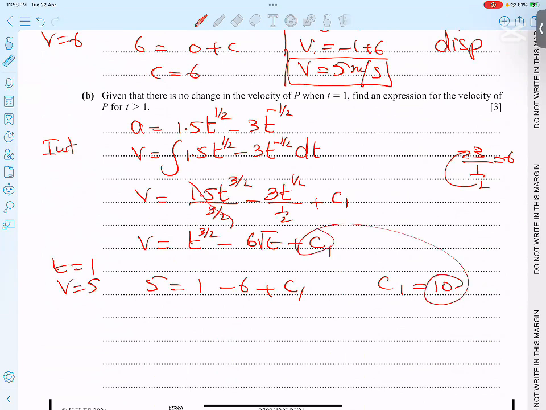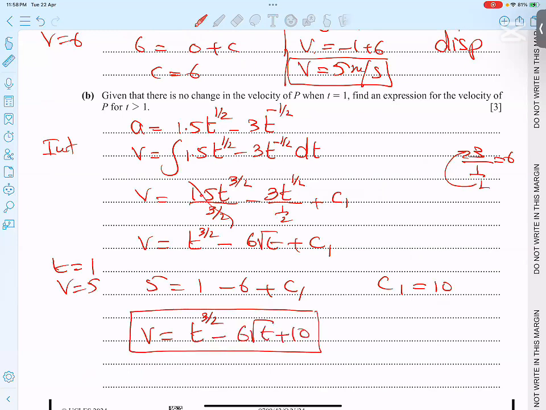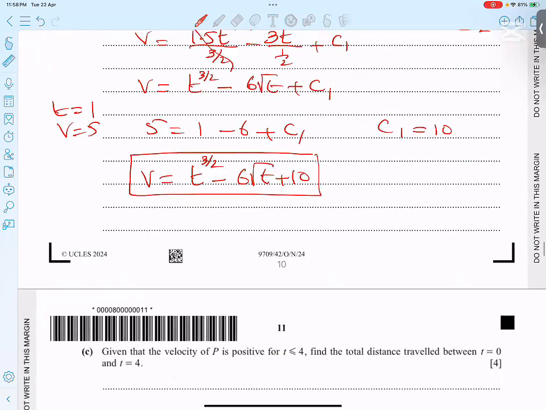And plug in back here, and then I can say velocity turns out to be t to the power 3 by 2, negative 6 root t, plus 10. Alhamdulillah Rabbil Alameen. I believe the point is very clear.